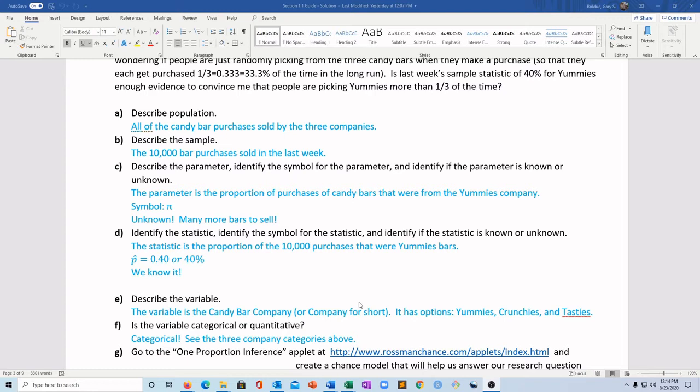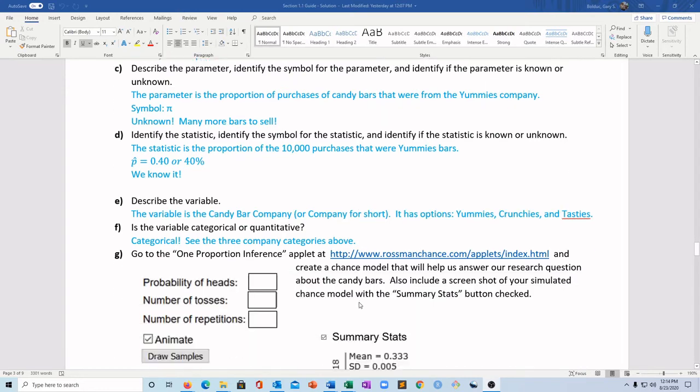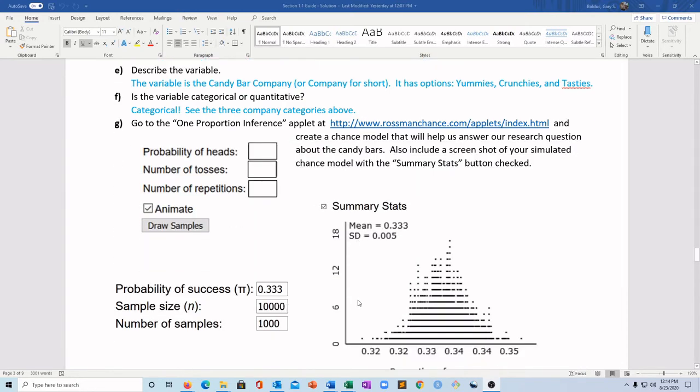How do I compare those two to know if my statistic fits? I've got to make a chance model. So I go to the Rossmann chance applet. I put in this number here, which remember, represents what if they were all the same. That's 1/3 as we had discussed, so I put that in here.